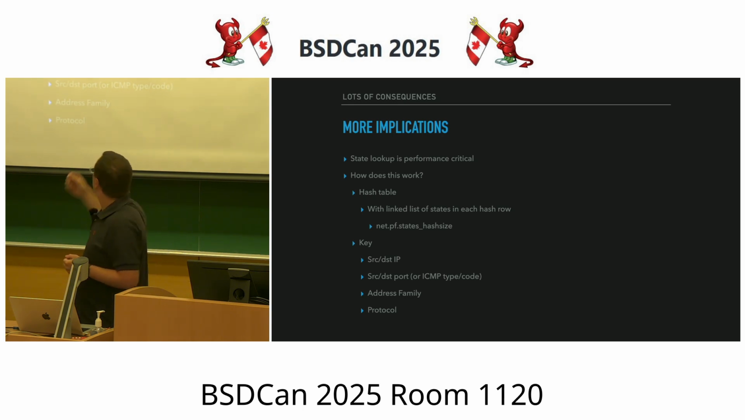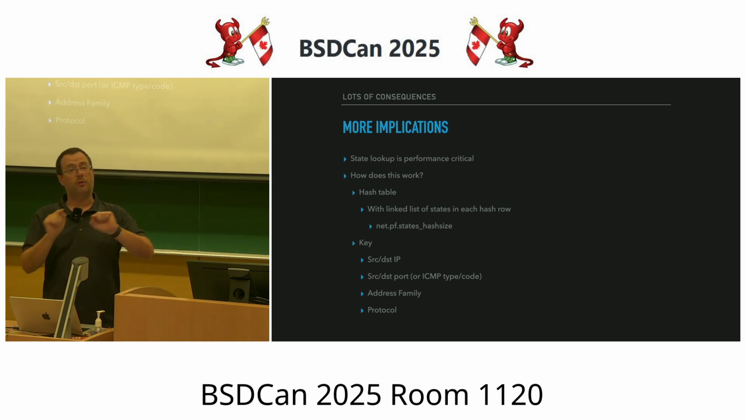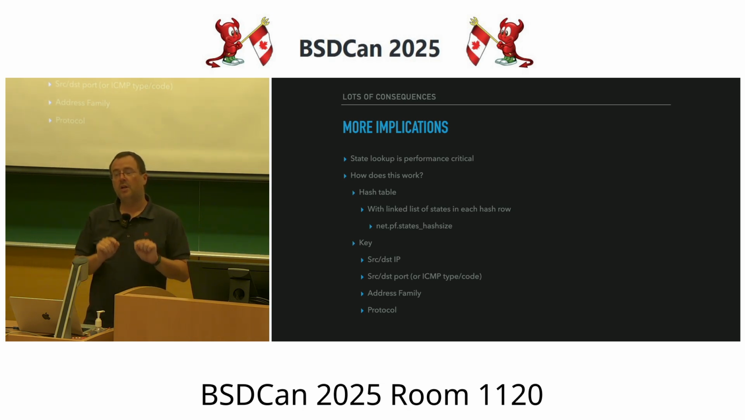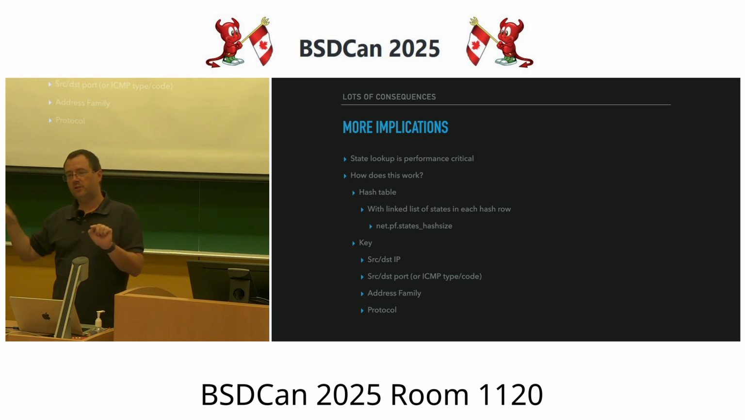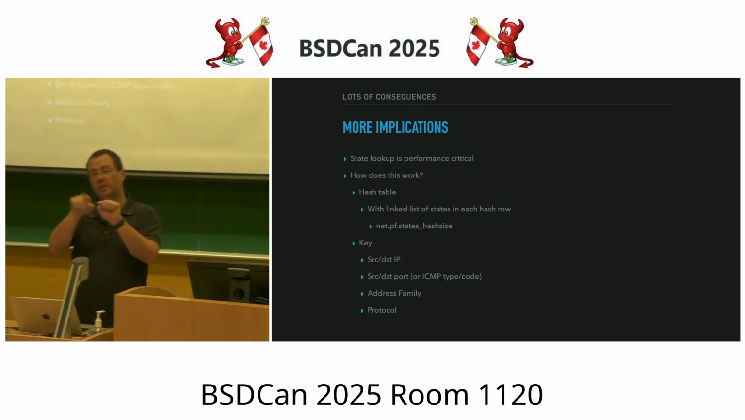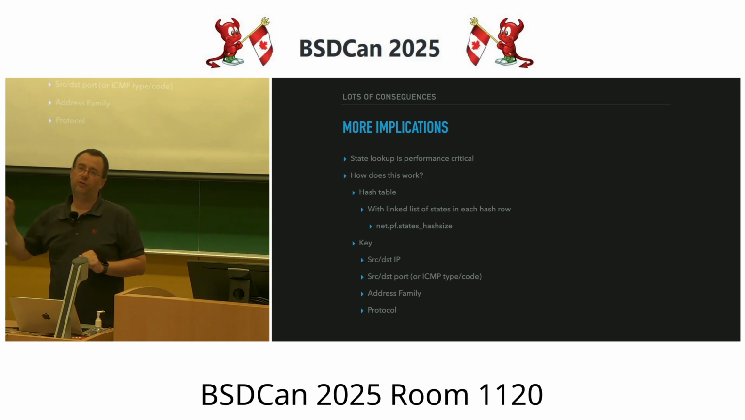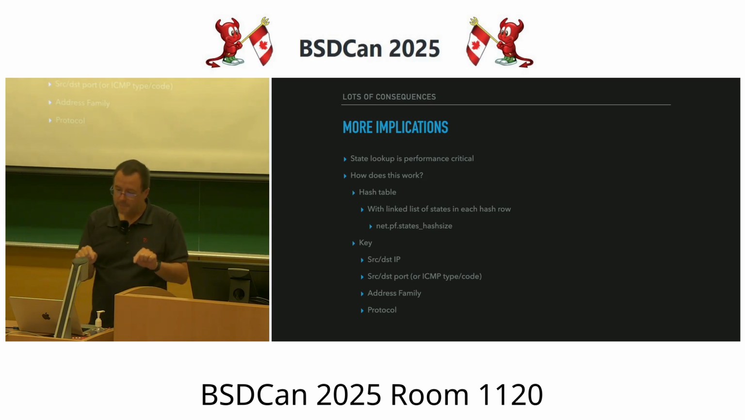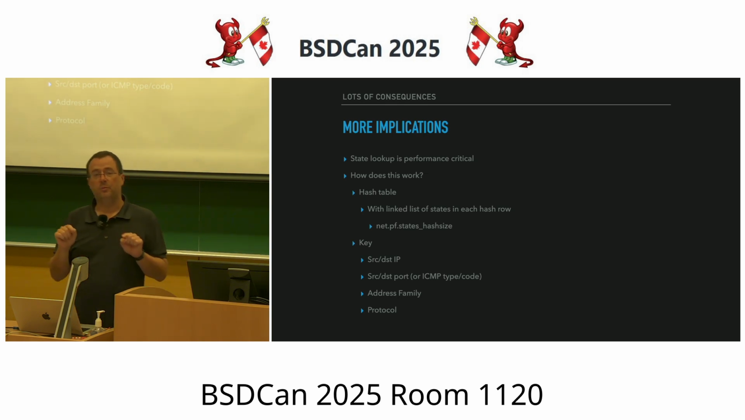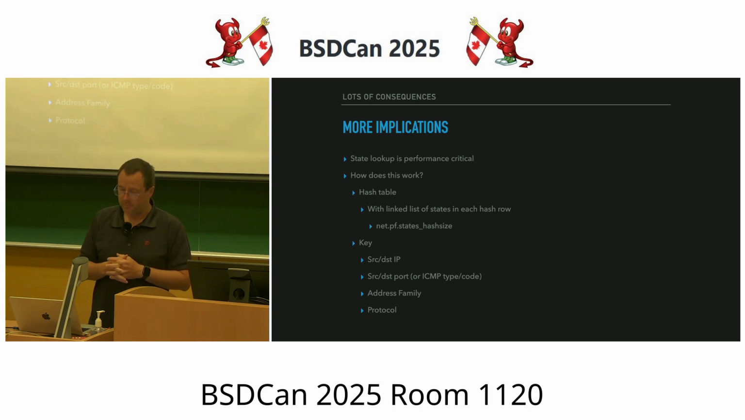So you can have multiple states in any given hash row. There are performance implications to this, of course. If you have many more states than you have hash rows, your lists on average will grow. And doing a linked list traversal, of course, is a lot slower than doing a hash table lookup. So you always want your hash table size to be scaled somewhat reasonably given whatever state limit you want to implement.